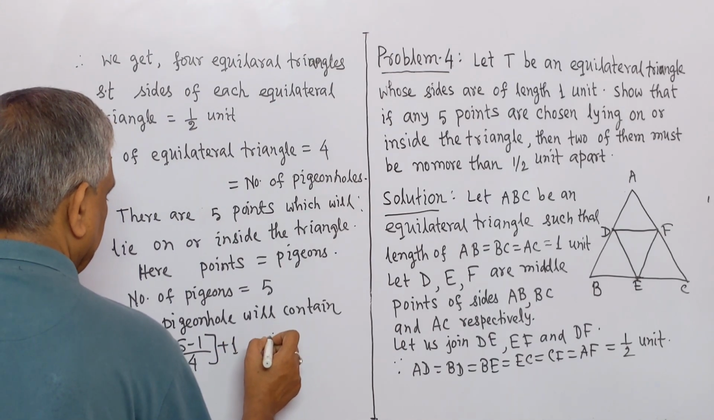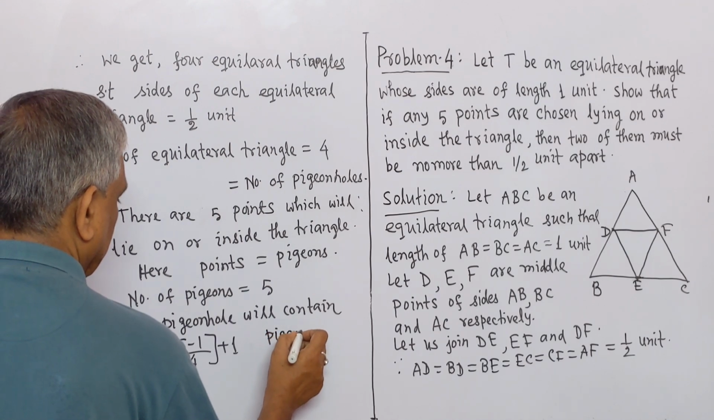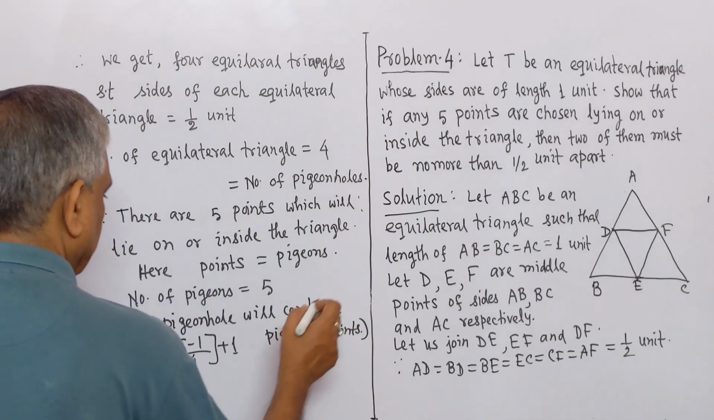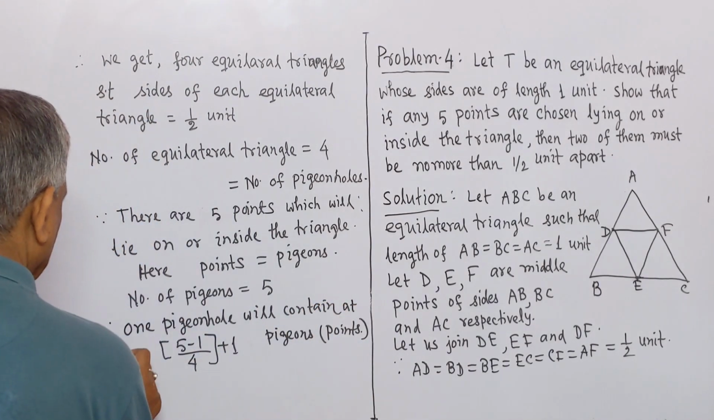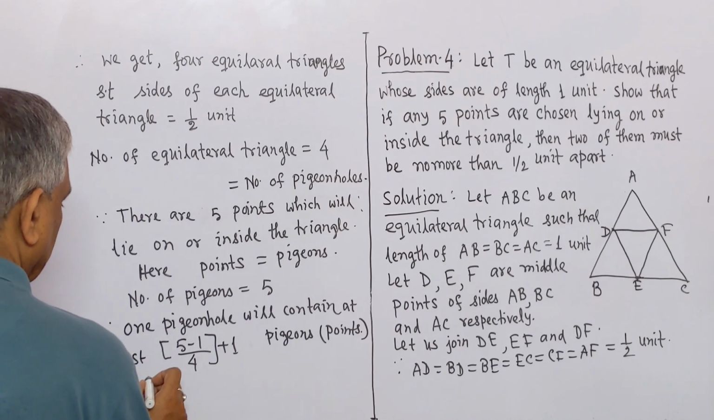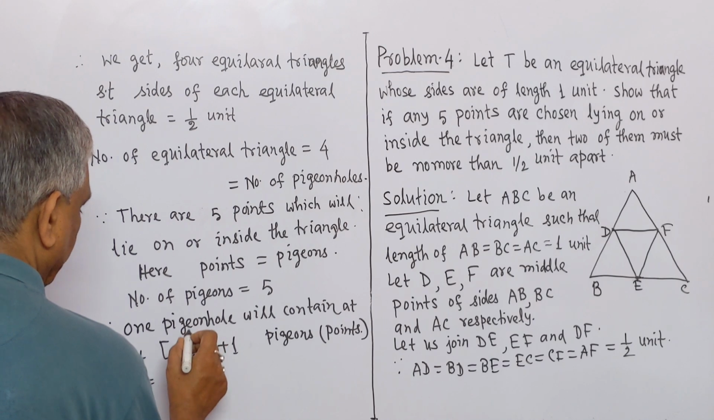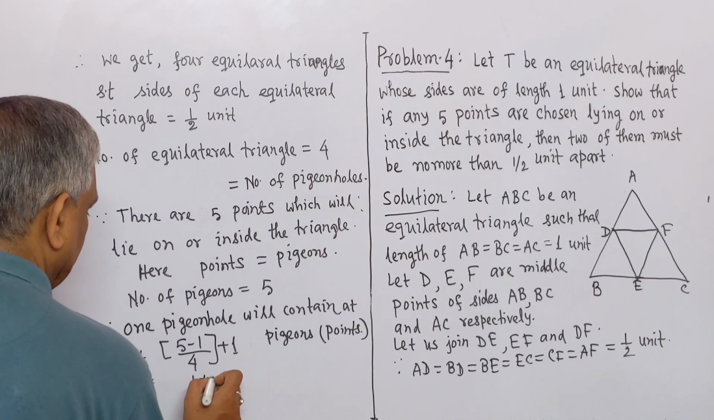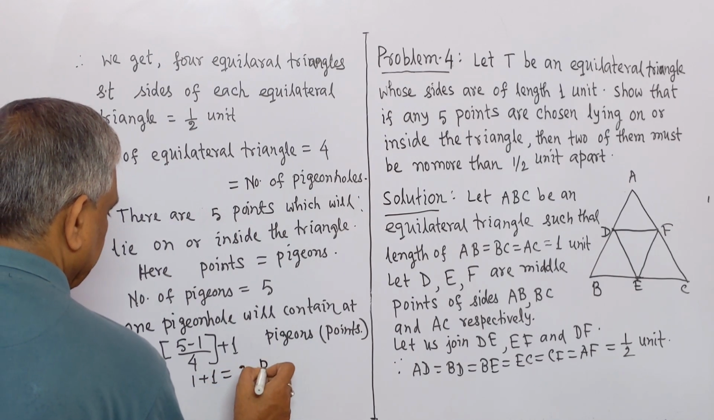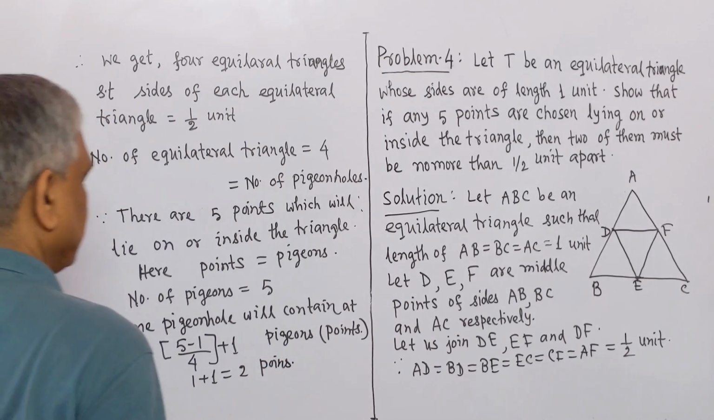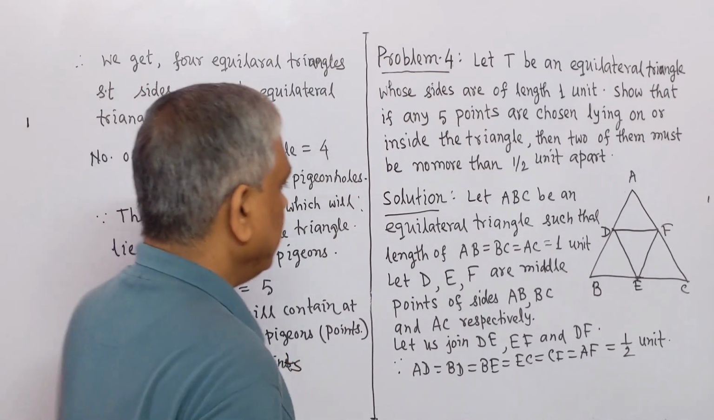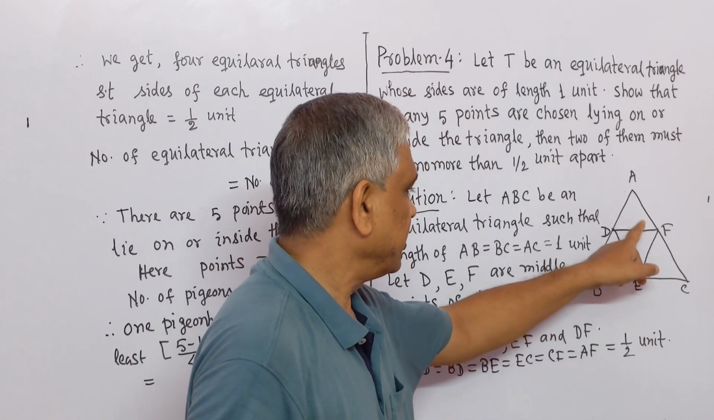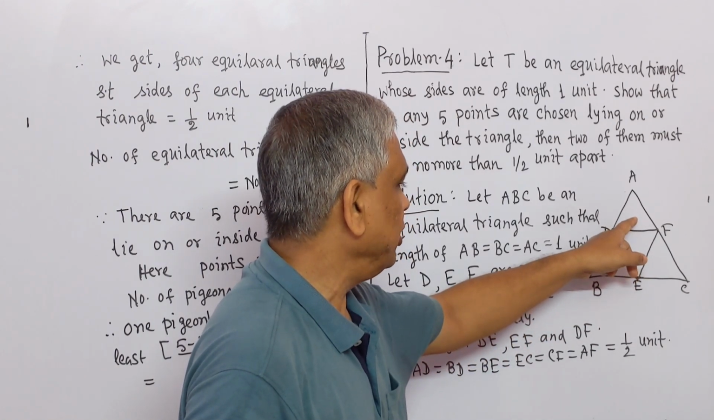Pigeons means points. This is at least. This equal to 5 minus 1 equal to 4, 4 by 4 equal to 1. So value of this greatest integer function is 1 plus 1 means 2 points. Means here we have 4 equilateral triangles and one equilateral triangle will contain 2 points.